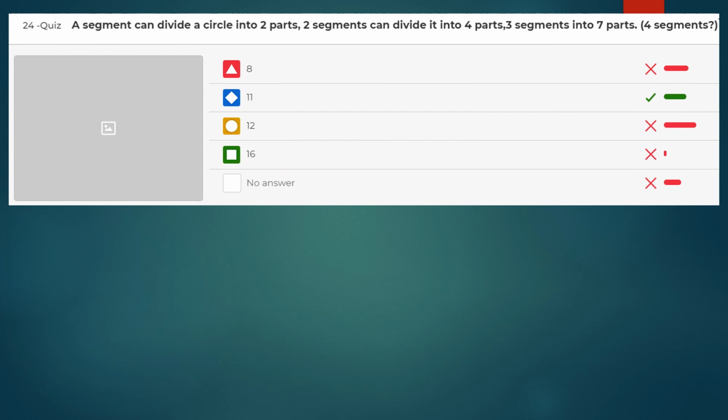Next, number 24. A segment can divide a circle into two parts. So, let's show that: we have here the number of segments, and then another one for the number of parts. A segment can divide a circle into two parts. Two segments can divide it into four parts. And three segments can divide it into 7 parts. So the question is, how many parts can a circle be divided into if we have 4 segments?